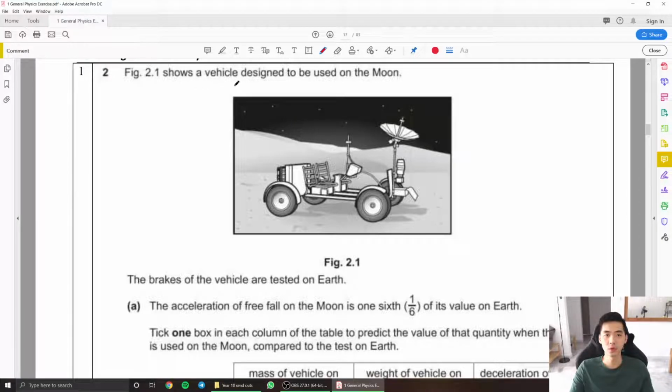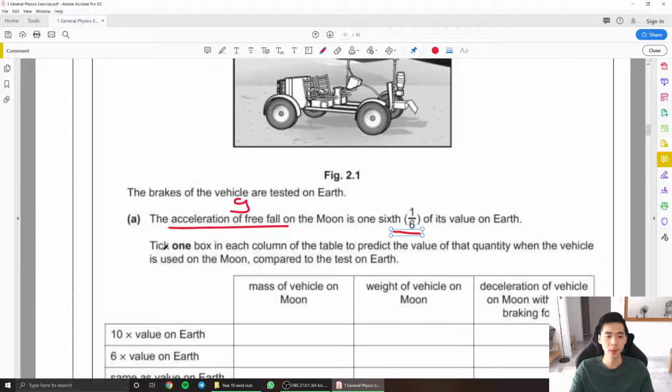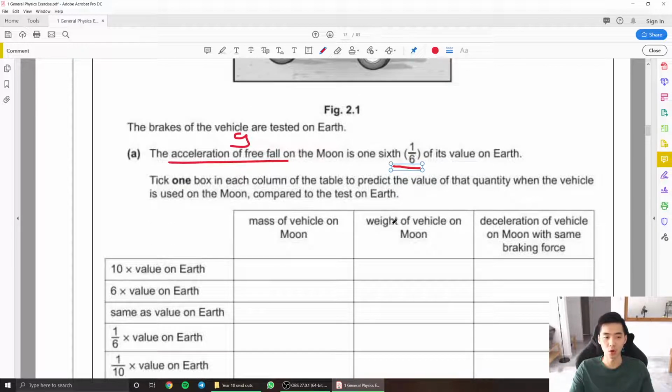Figure 2.1 shows a vehicle designed to be used on the moon. The brakes on the vehicle are tested on the Earth. The acceleration of free fall on the moon is 1/6 of the value on Earth. When they say the acceleration of free fall, this is the gravitational acceleration on the moon, in other words the gravitational field strength. Take one box in each column of the table to predict the value of the quantity when the vehicle is used on the moon, compared to the test on Earth.